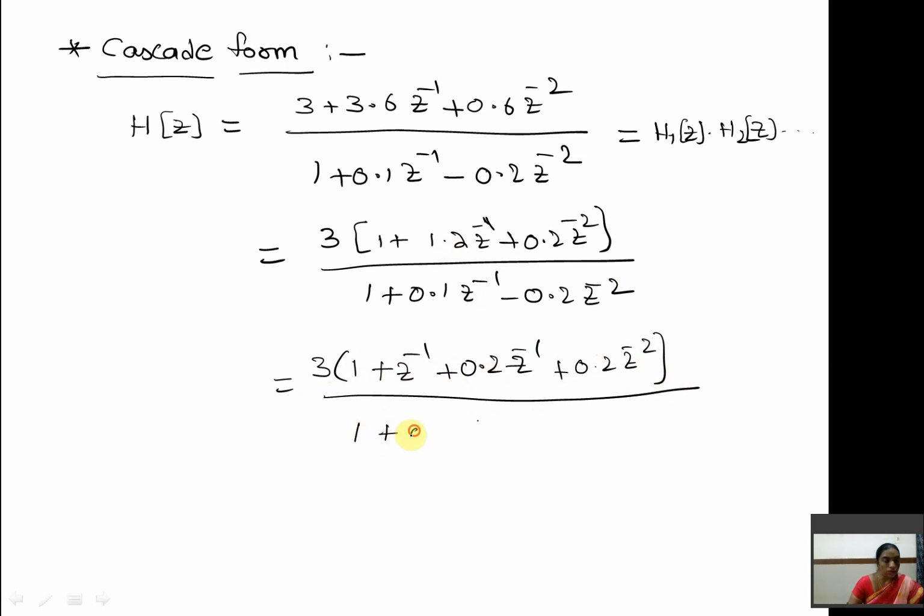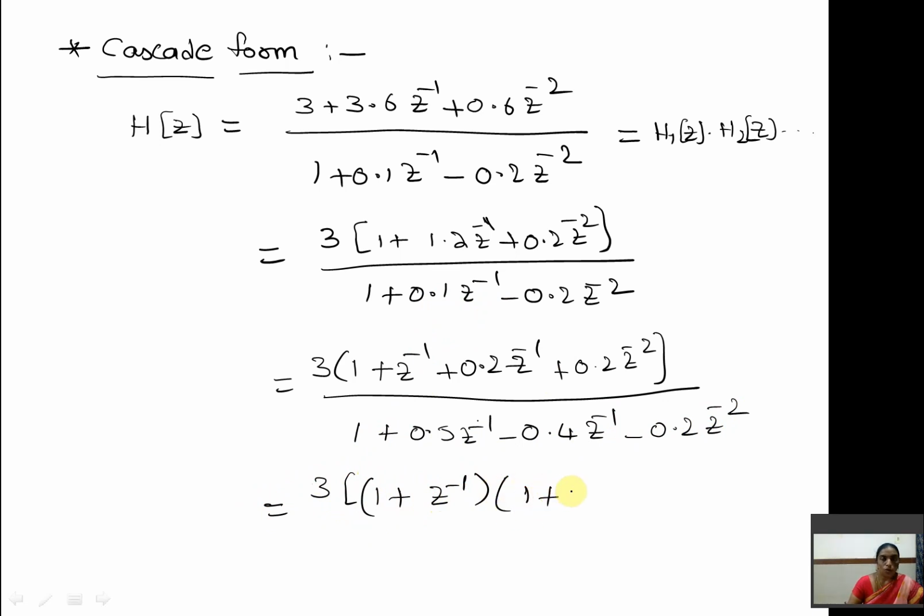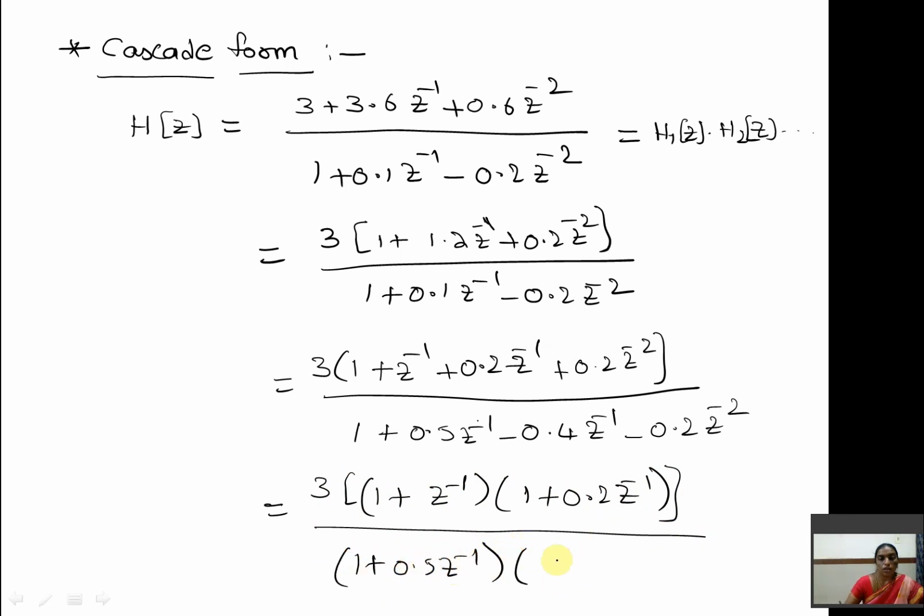Now denominator 1 plus 0.5 z inverse minus 0.4 z inverse minus 0.2 z power minus 2. That means 0.5 into 0.4 means minus 0.4 means minus 0.2. Yes, here it is that one. Now 0.5 minus 0.4 is nothing but 0.1. Okay, that's why. So now find the roots here. One is 1 plus z inverse, another one is 1 plus 0.2 z power minus 1. The next one is 1 plus 0.5 z inverse, another one is 1 minus 0.4 z inverse. If you common 0.4 here, here you can get the 0.5, right? 1 plus 0.5 z inverse, if you common, then you can get 1 minus 0.4 z inverse.